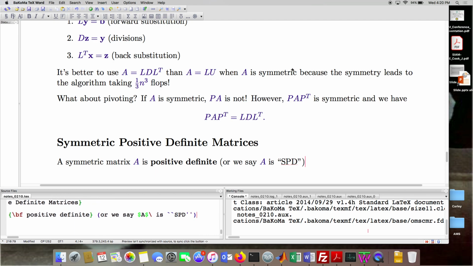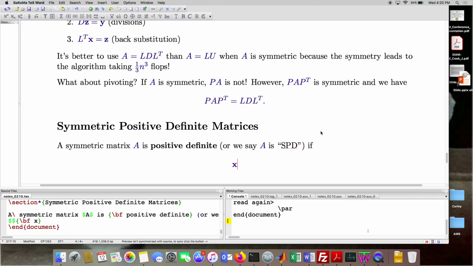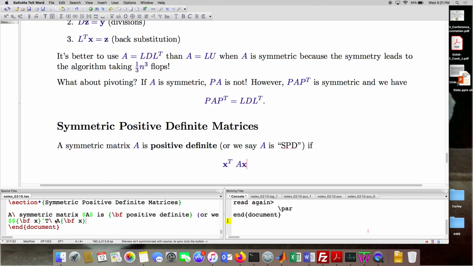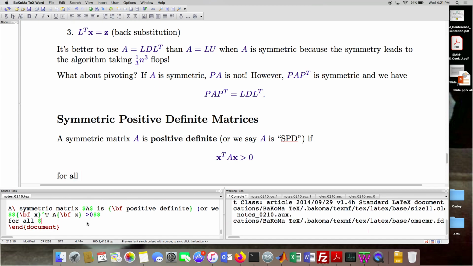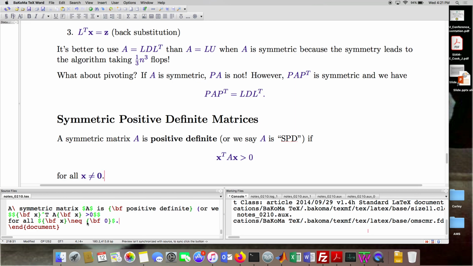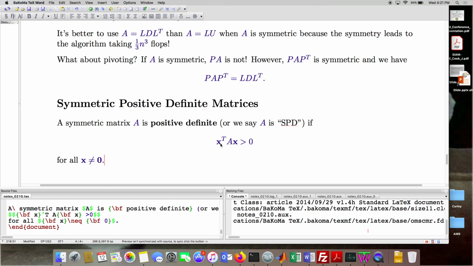SPD, the acronym for symmetric positive definite, if this inequality holds: x transpose A x is strictly greater than 0 for any non-zero vector x. Now, if x is a 0 vector, then this expression will be 0. But as long as x is a non-zero vector, this expression must be strictly positive.